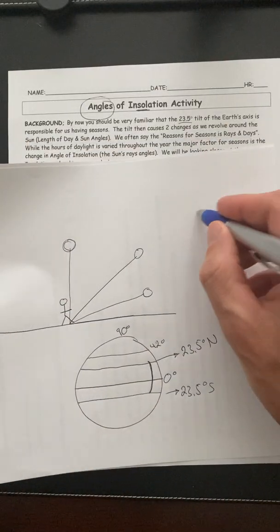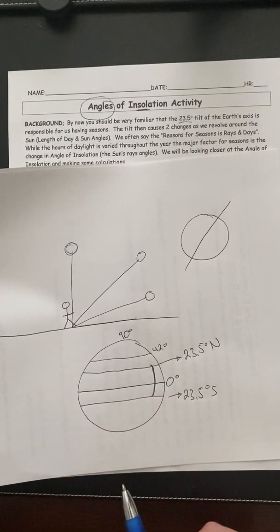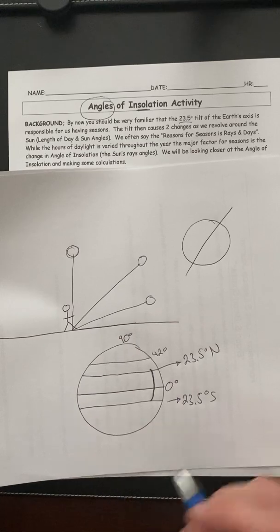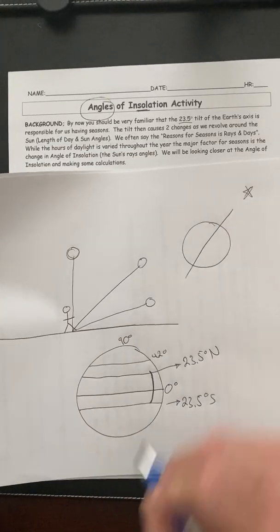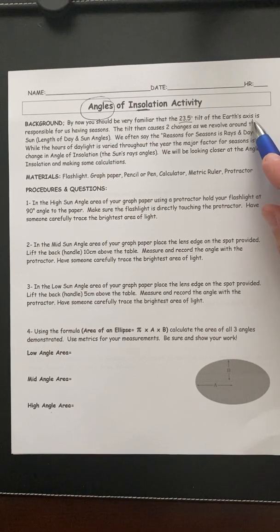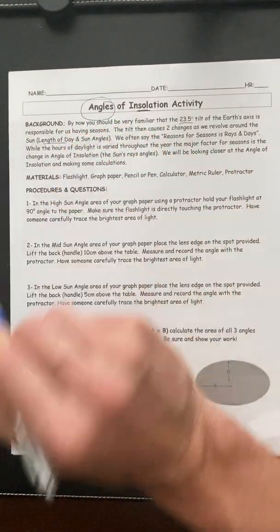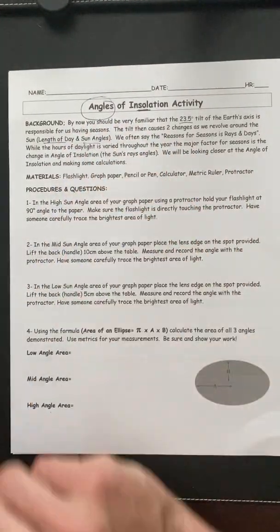And yoink, there's the old Earth. We're tilted, knocked over, probably from a collision from the moon. And we know that, old Polaris is up there. So we've got the 23.5 degree tilt, and that's responsible for us having seasons. The tilt causes 2 changes as we revolve around the sun: the length of day and the sun angle.